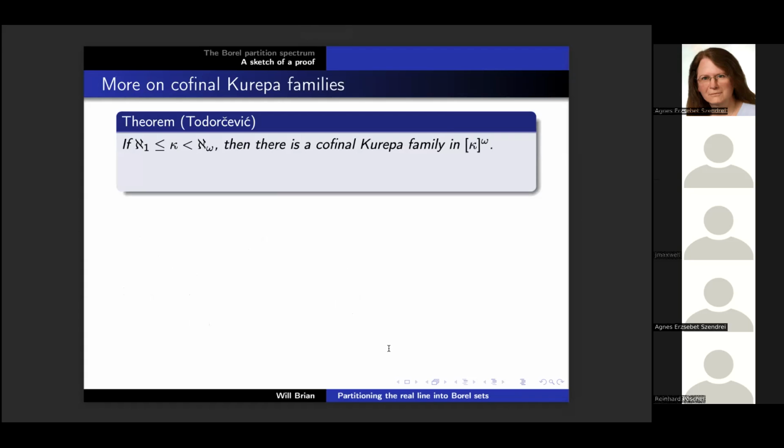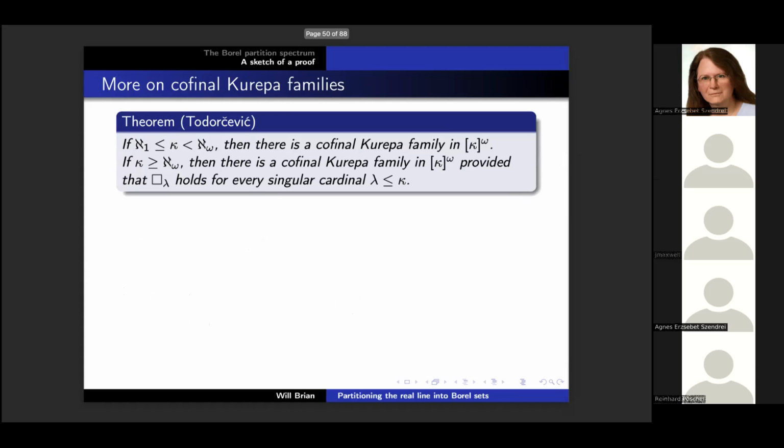Okay. A theorem of Todorcevic. If we have a cardinal less than Aleph Omega, less than that first singular cardinal, then there is a cofinal Kurepa family in this poset here. This is just a fact, provable in ZFC. But not easily. It's actually surprisingly difficult to prove, I think. If we have a cardinal at or beyond Aleph Omega, then we can still ask whether there is a cofinal Kurepa family in this poset here, but it's no longer provable from ZFC.